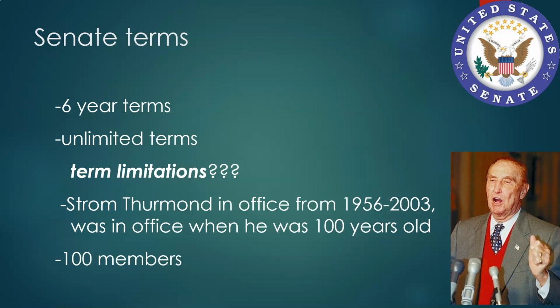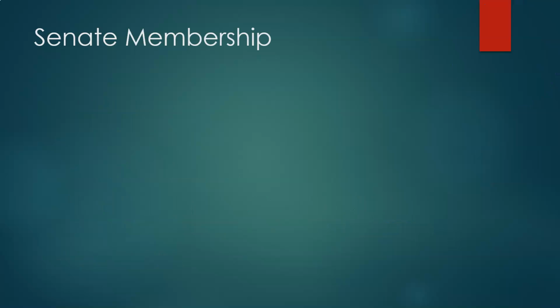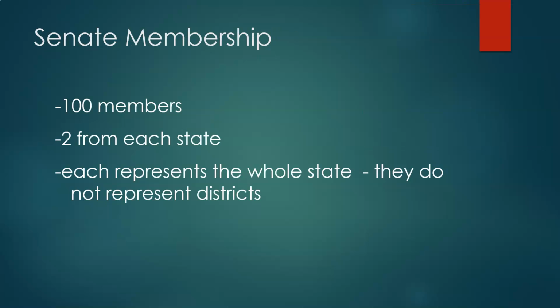There are 100 members, being that there are 50 states and 2 from each state. Now, talking about Senate membership, each senator represents the whole state. They do not represent districts. So when you're voting for senator, you're voting for someone to represent the entire state, not voting for someone to only represent your district, as we showed there with the state map.